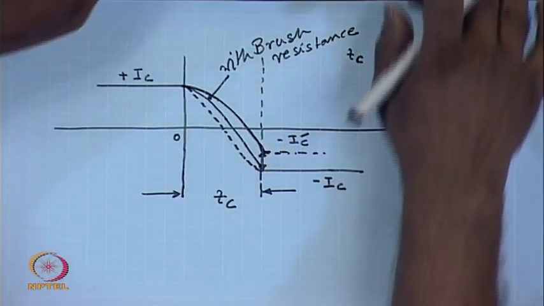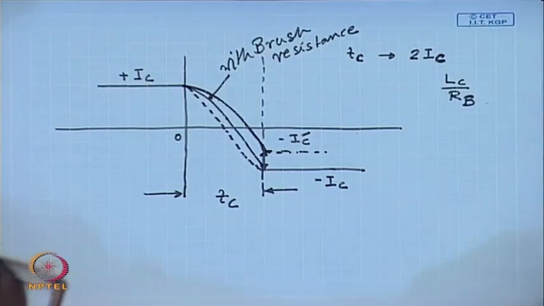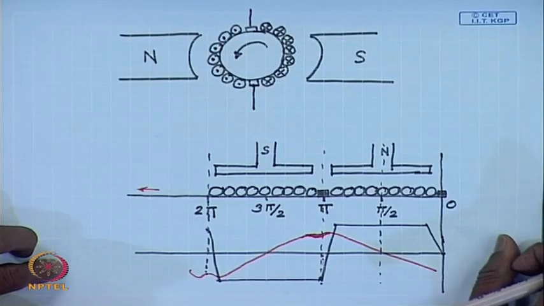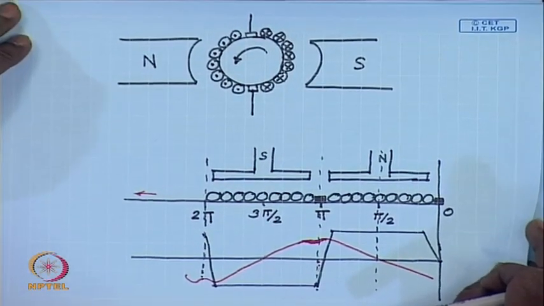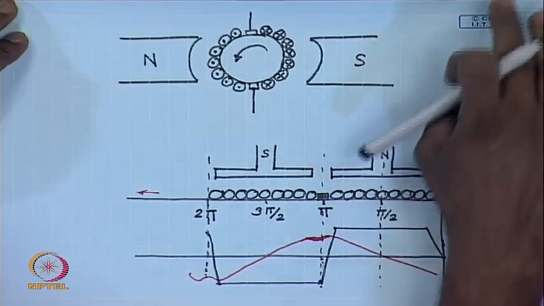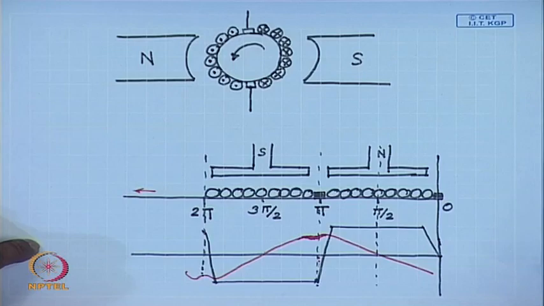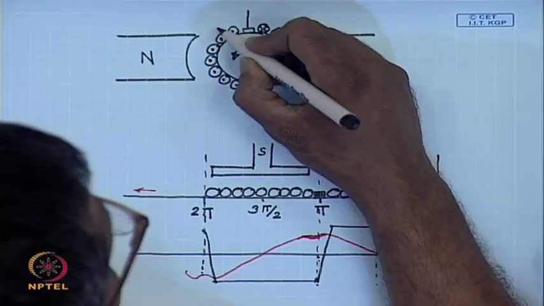but this cannot completely eliminate the sparking. For that, it is necessary that we neutralize the residual flux at the interpolar region. There are different ways of doing it. One is the so called giving a brush lead.